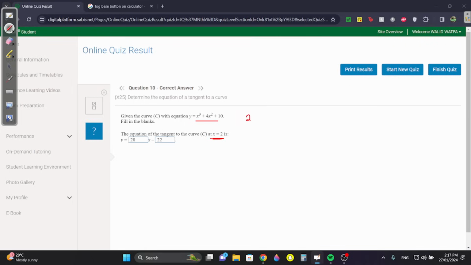So how do we do it? It will be 2 cubed plus 4 times 2 squared plus 10. So 2 cubed is 8, plus 4 times 2 squared is 16, plus 10 equals, I think, 18, 20, 34. So your point is (2, 34).